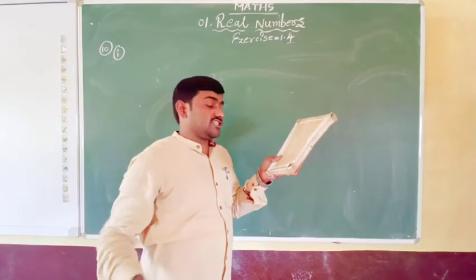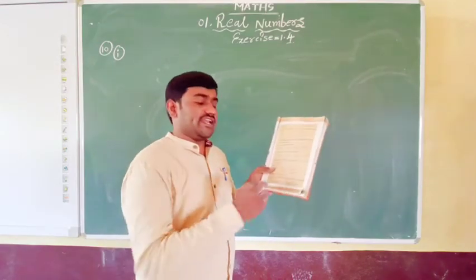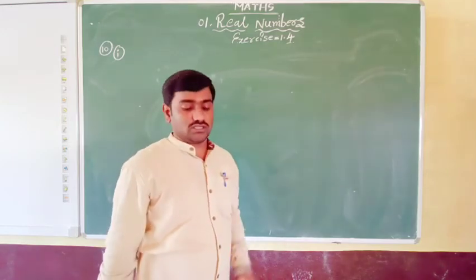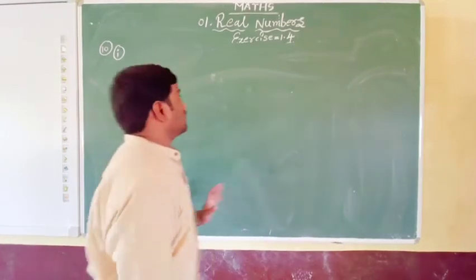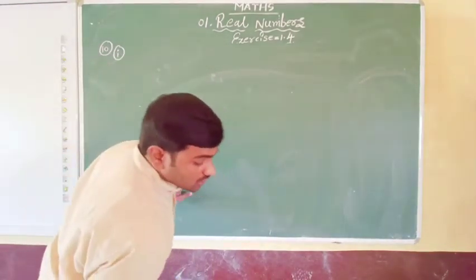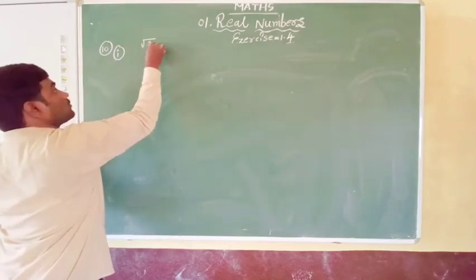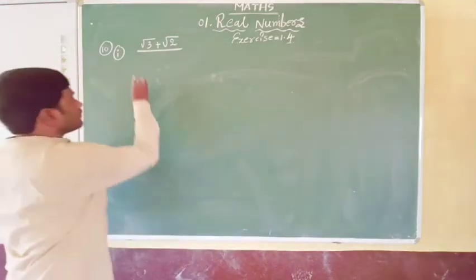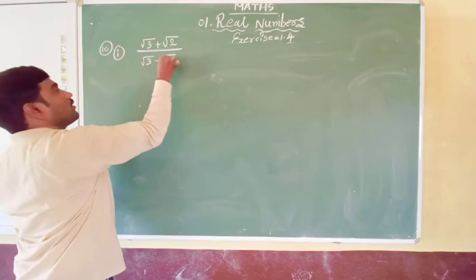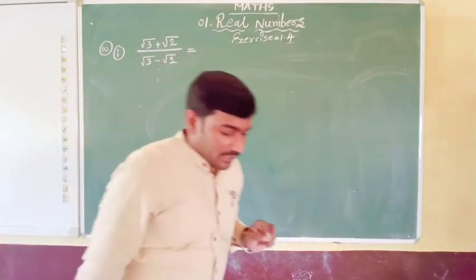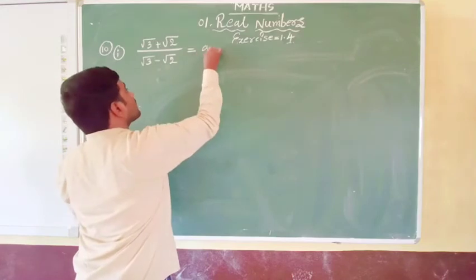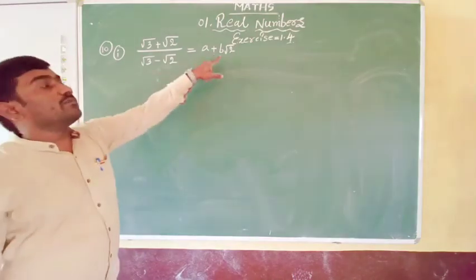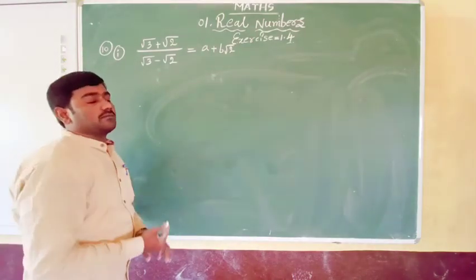If a and b are rational numbers, find the values of a and b in each of the following questions. We need to find the a value and b value. What is the first question? Root 3 plus root 2 by root 3 minus root 2 equals a plus b root 6. Here we need to find the a value and b value. Here a and b are two rational numbers.